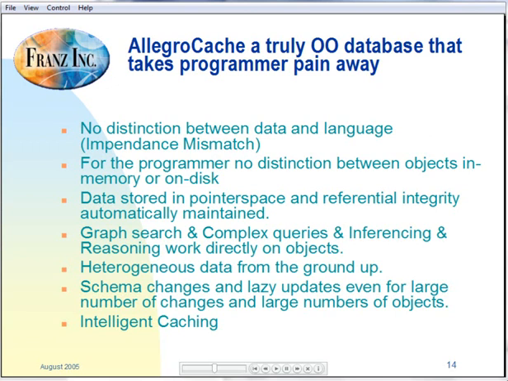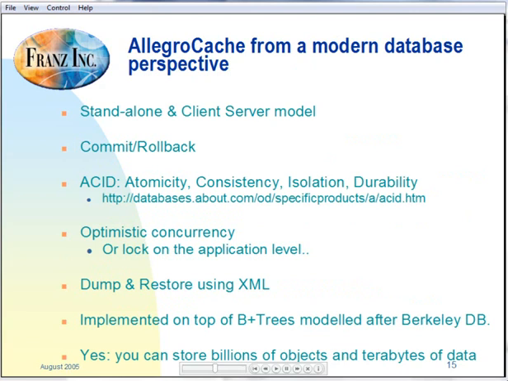We store the data for you in a kind of pointer space, and we make sure that referential integrity is automatically maintained. So if you have an object that points to another object and this object gets deleted, then automatically everywhere in the database where there are objects that point to this object, that pointer is automatically set to nil. You don't have to worry about that. And then we present you with some techniques to do graph search and complex query inferencing and reasoning directly on the objects, and later I will say a little bit more about that.